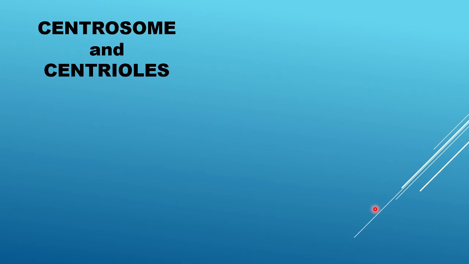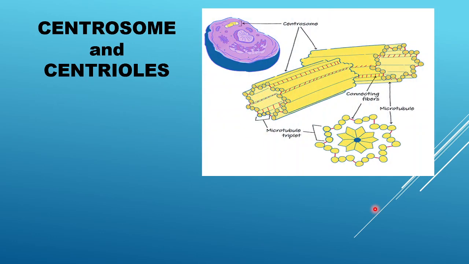Next you have centrosome and centrioles. Now, this is a cell organelle you will find exclusively in animal cells. They are never found in plant cells. Now, centrosome and centrioles are actually the same. One is known as a centriole, a pair is known as the centrosome. A pair of centrioles are placed perpendicular to each other.